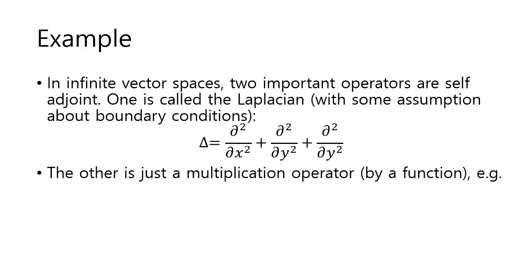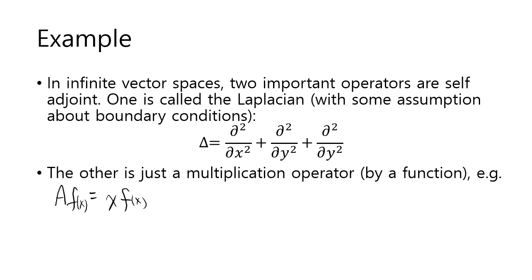Now, the second example of a self-adjoint operator appearing in function spaces is the multiplication operator. It's an operator that just multiplies some function. Let me give you an example. Let's say you have a function, and this operator A is a multiplication operator. What it does is it multiplies this given function by some other function. So let's just say multiplication by x.